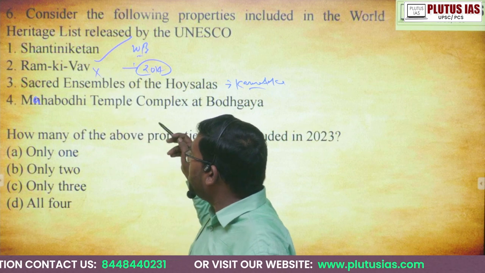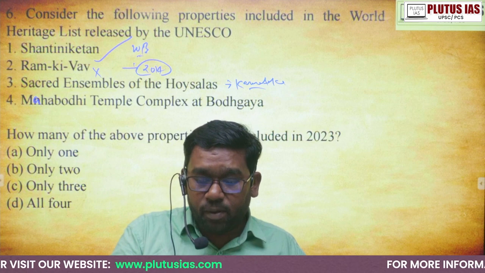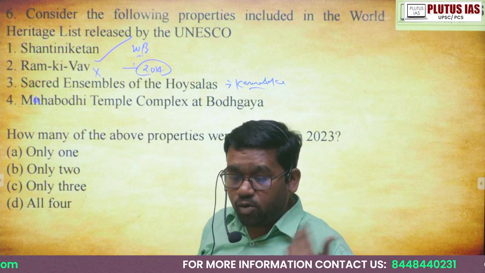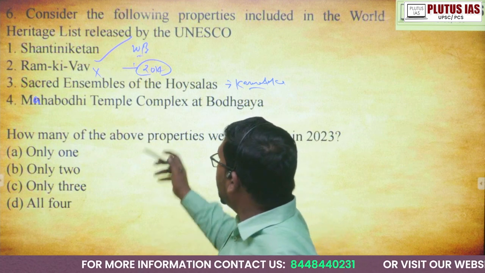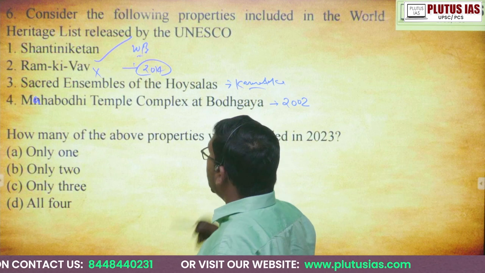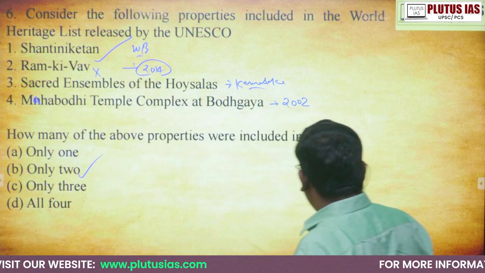When you discuss the Mahabodhi Temple Complex, it was not included recently. It was included very long ago. Bahut pehle include kiya tha. This was there in 2002. So chronology is very important. So only 2 is the answer of this question.